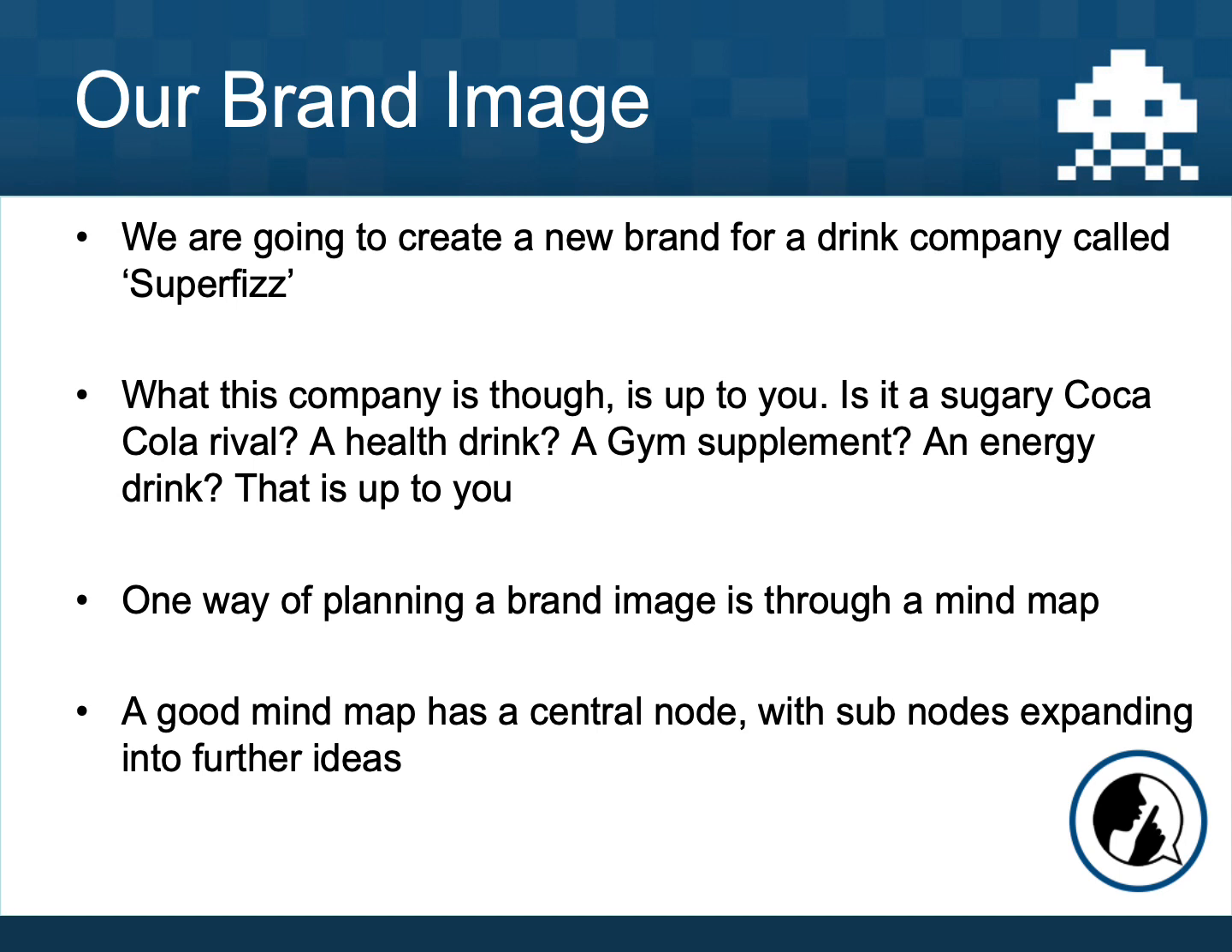We're now going to begin to plan out our Superfizz brand, and one way of planning something out is through something called a mind map. A good mind map has a central node with lots of subnodes or branches coming off of that. Now that will make a lot more sense in a second when we look at an example.